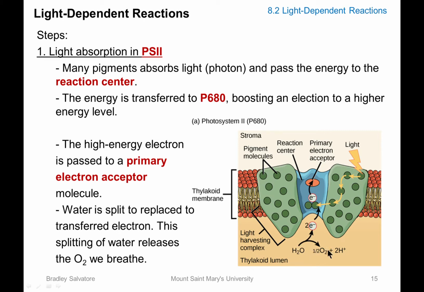So you split water into oxygens and hydrogens, and you will get 2 electrons, and you use the energy here to excite that electron and then pass that electron to the primary electron acceptor. So the job of this step is essentially to excite this electron to a higher energy state, so make that electron store energy within it.